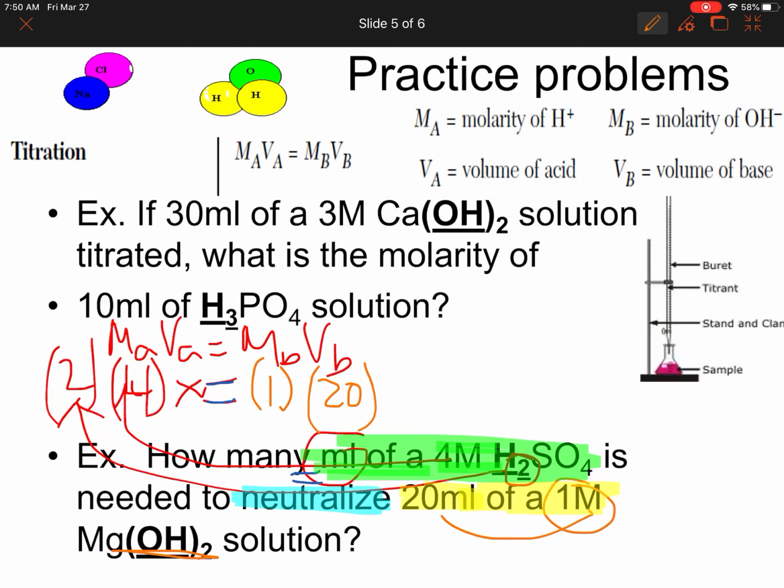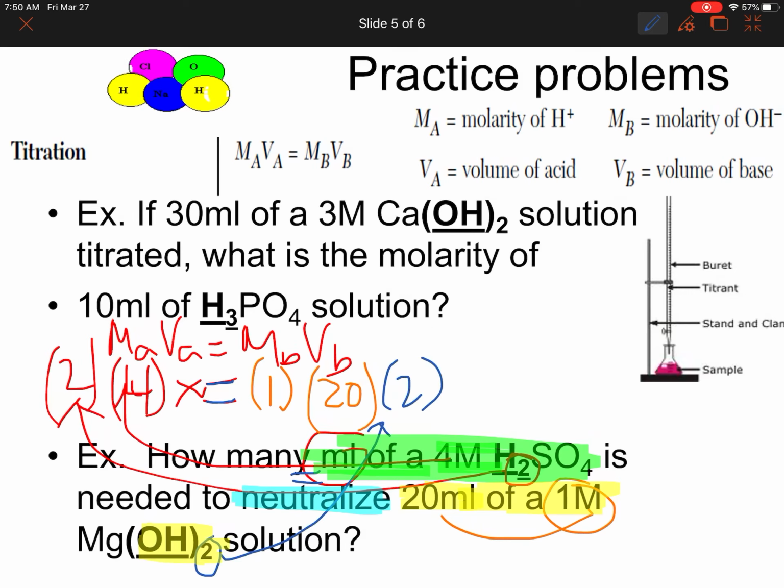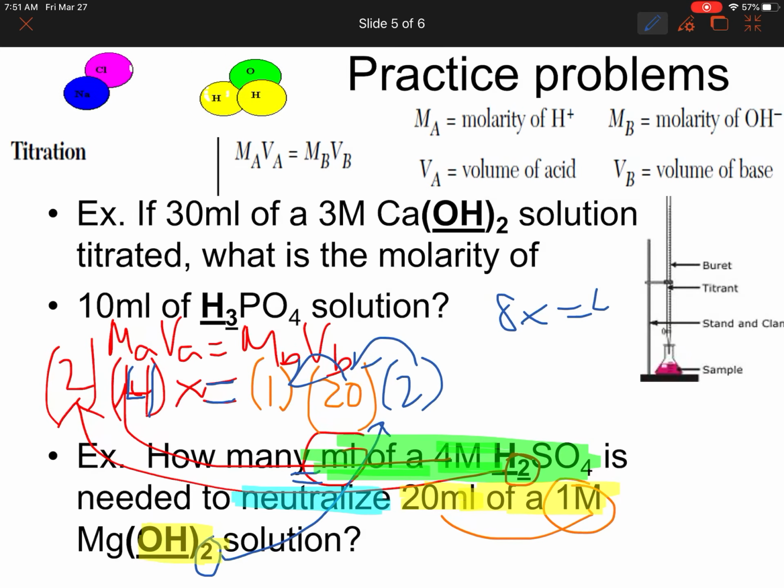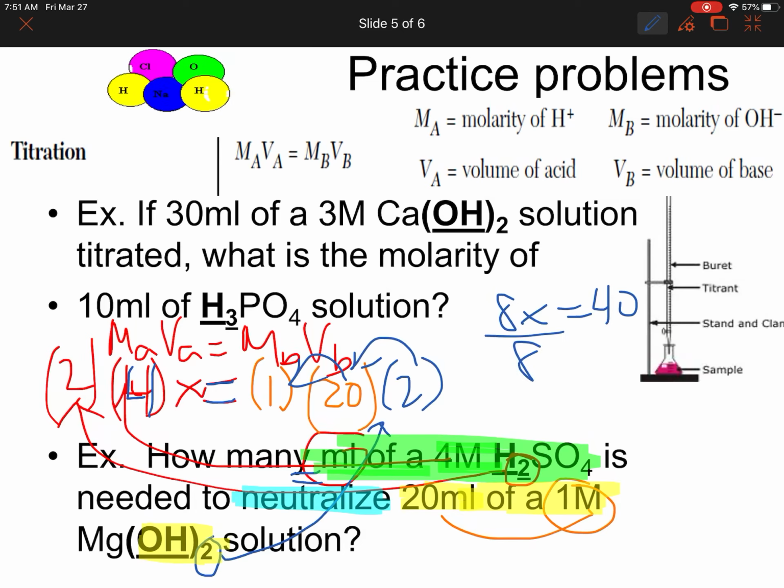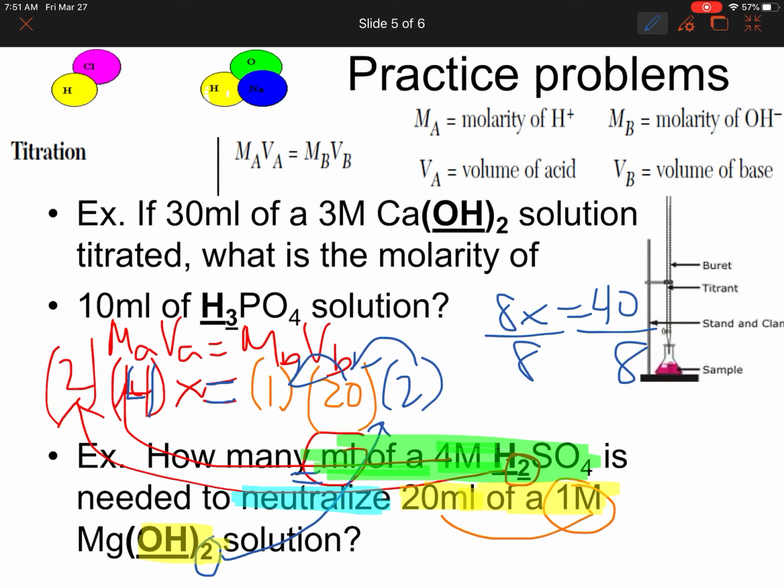Now, going back here, how many hydroxide ions are here now? That's right, there are 2 of them. So we must multiply this side now by 2. So 2 times 4 is 8. 8x on the left equals 2 times 20 is 40 times 1 is still 40. Divide them both by 8. So 40 divided by 8. X equals 5 milliliters.